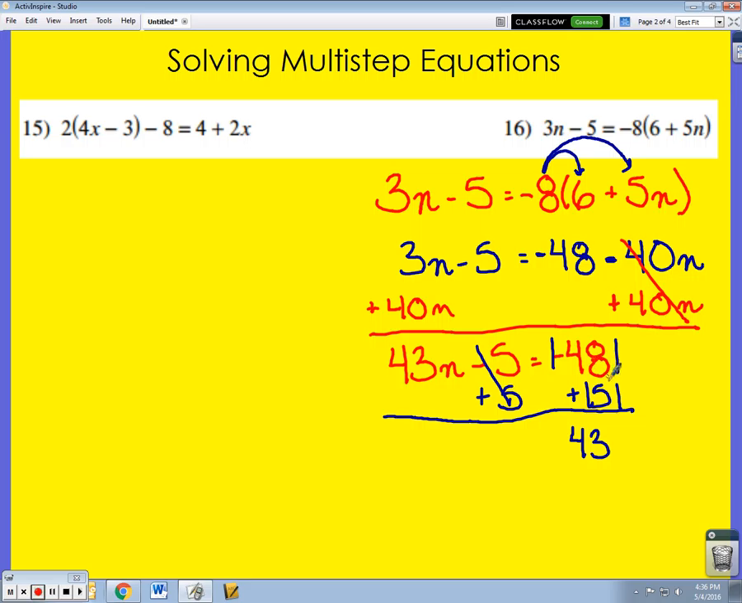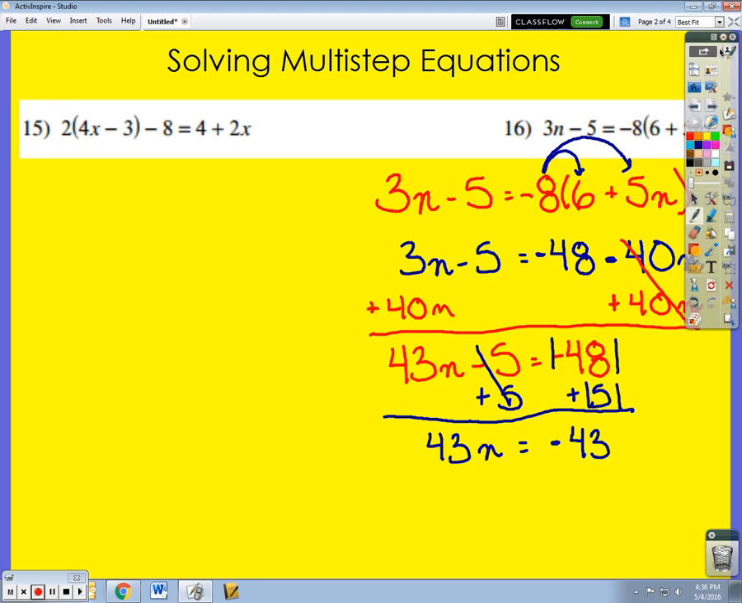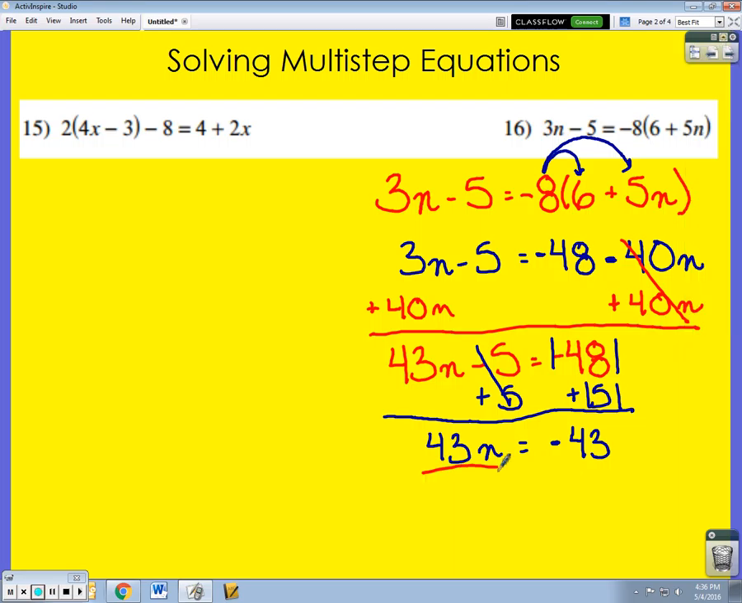Well, it's -48. So this becomes a -43. And that equals 43n. We will divide both sides by 43 because we don't care what 43 n's are equal to. We know it's equal to -43. We want to solve for one n. That's all we're looking out for here. So divide both sides by 43. We have n is equal to -1. There's my final answer. Whew. Took me a while. I might be breaking a sweat here.